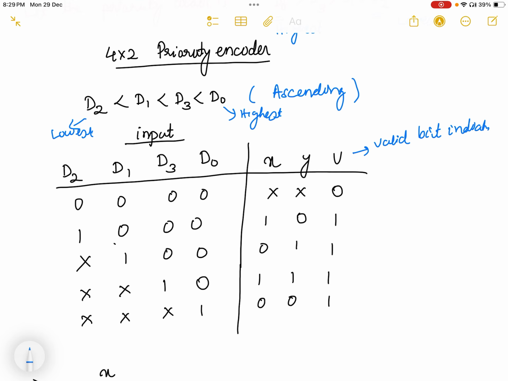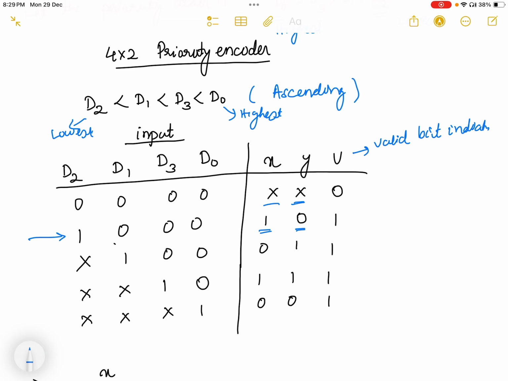Okay, suppose all the inputs are 0. At that time, I am getting output don't care, don't care, and the valid bit indicator is showing 0. Now D2 is the lowest priority. So if D2 equal to 1 and all other inputs are 0, I am getting output 1 0.